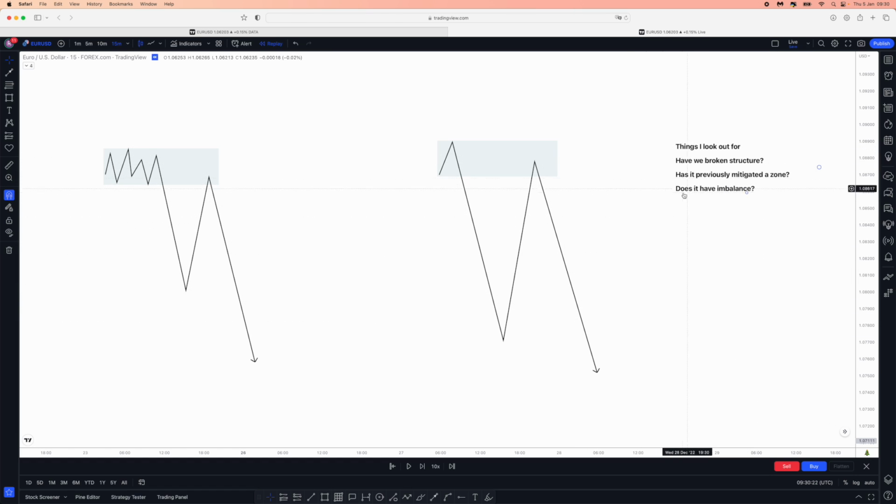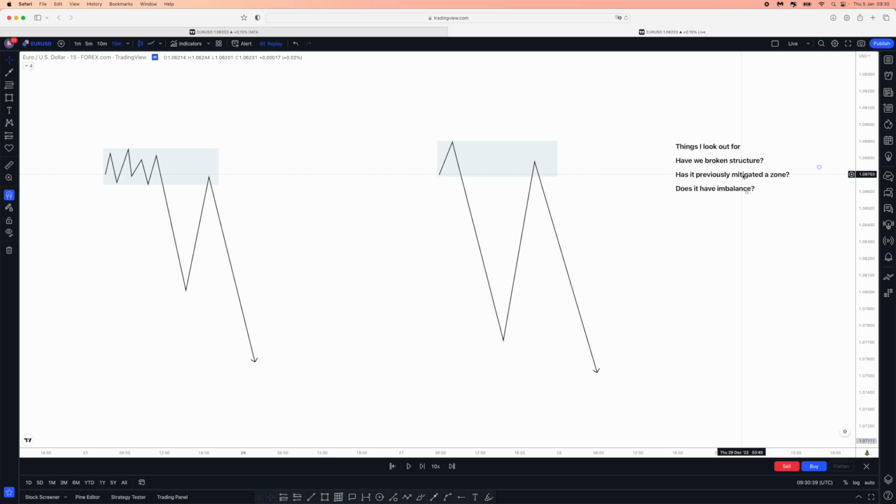So specific things that I look out for will be these here. Have we broken structure? At least we need to have broken structure with our supply and demand zone. And has it previously mitigated the zone? If we've previously mitigated a zone, what this is showing is that order flow is present within the market.